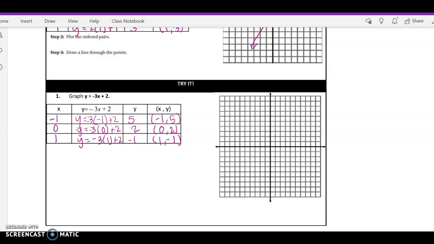I start at 0, 0, and at -1, I go up 5: 1, 2, 3, 4, 5. At 0, I go up 2. And then at 1, I go down 1. And this is my line. Sorry, it's a little rough, but it's hard on my screen.